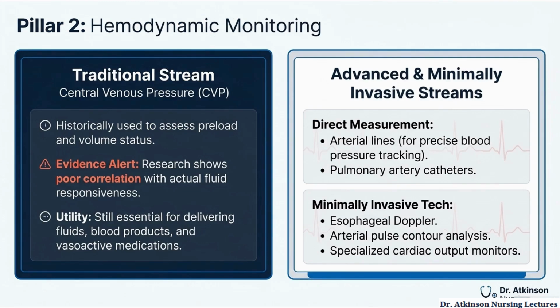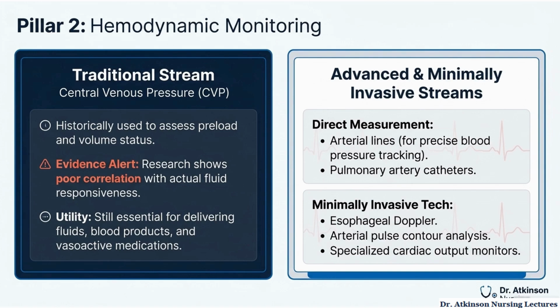Pillar 2 is hemodynamic monitoring, and there is a critical evidence update on this slide that you must not miss. CVP, central venous pressure, has historically been used to guide fluid resuscitation. Clinicians used it to tell whether a patient needed more volume. Here's the problem. Research has shown that CVP has poor correlation with actual fluid responsiveness. A patient with a normal CVP can still be volume depleted.